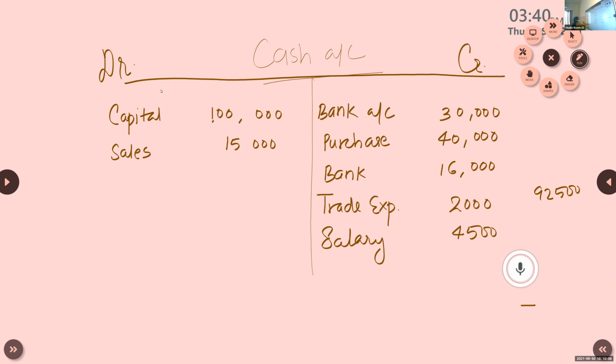It is 1,15,000. And on the credit side, how much is the total? I hope you have completed the cash account. How much is the total, Ellen? Yes, Anish? 92,500. So which side is more?